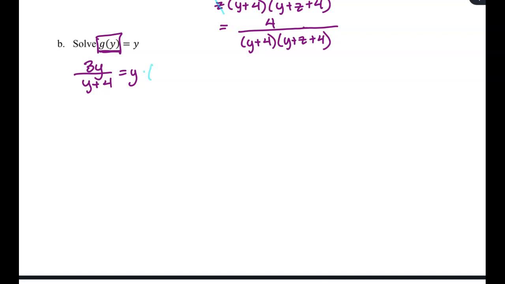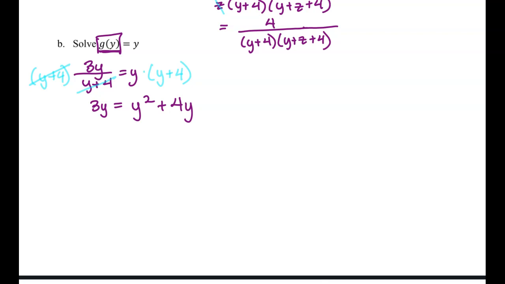Here, I would say let's go straight for clearing that denominator since there's just the one fraction. We'll multiply by y plus 4, which means it cancels out on the left-hand side. I just have a 3y. On the right-hand side, let's go ahead and distribute through. We get y squared plus 4y.